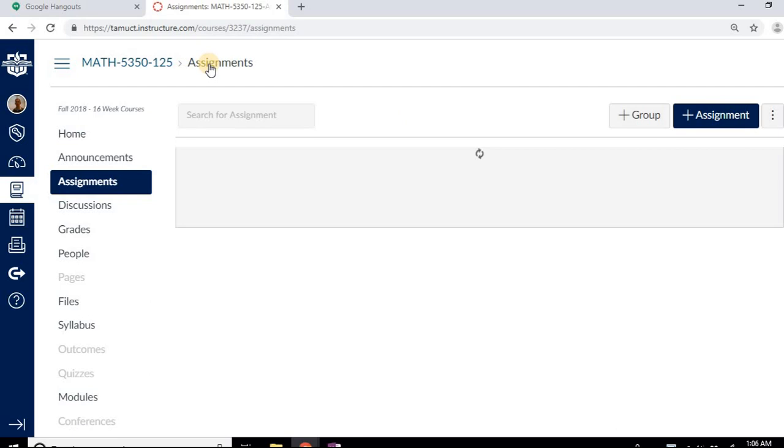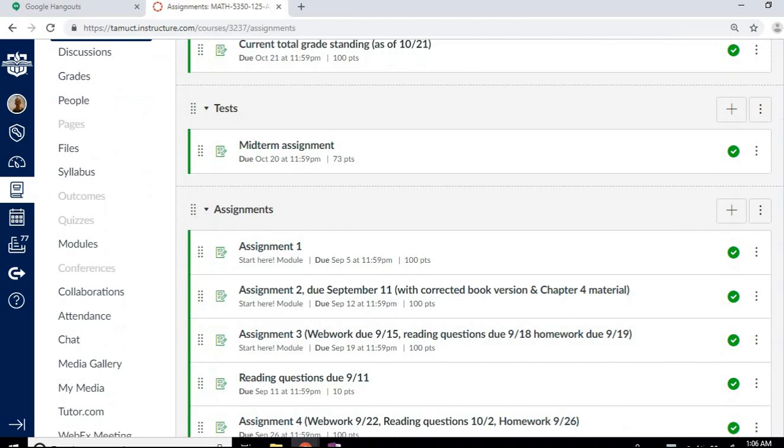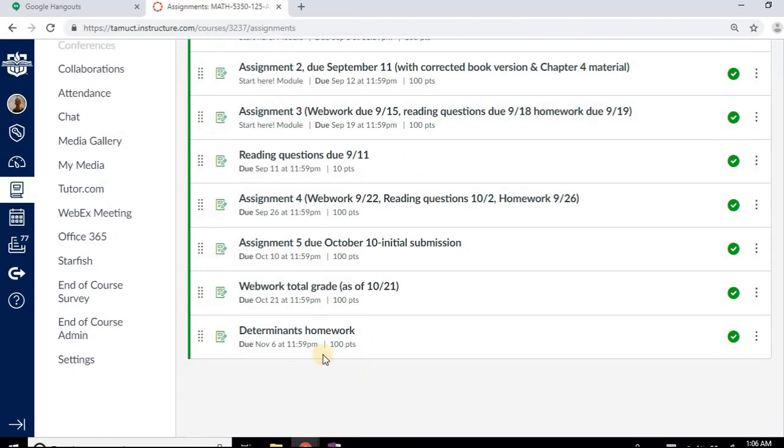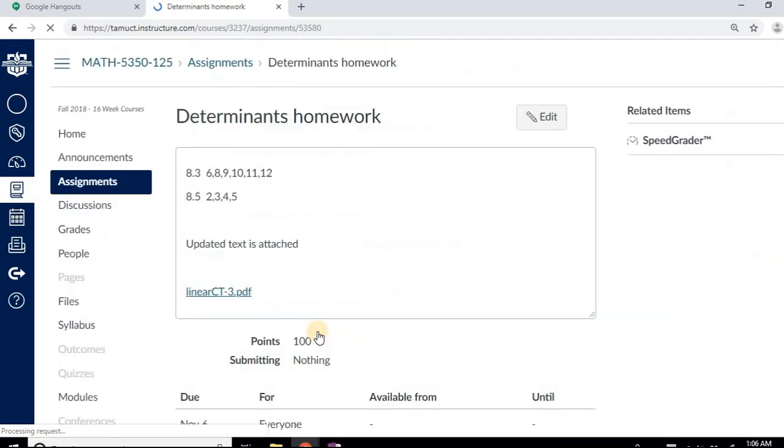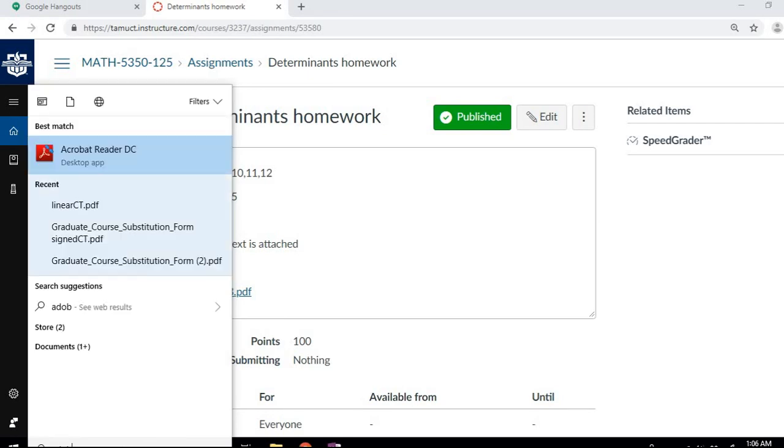I put on this afternoon another assignment, which I hope you can see, from determinants, due next Tuesday. And here they are. And then this is the updated text down here. So can everybody access that assignment from Canvas and the updated text? Okay. All right. Well, then that should be fine.